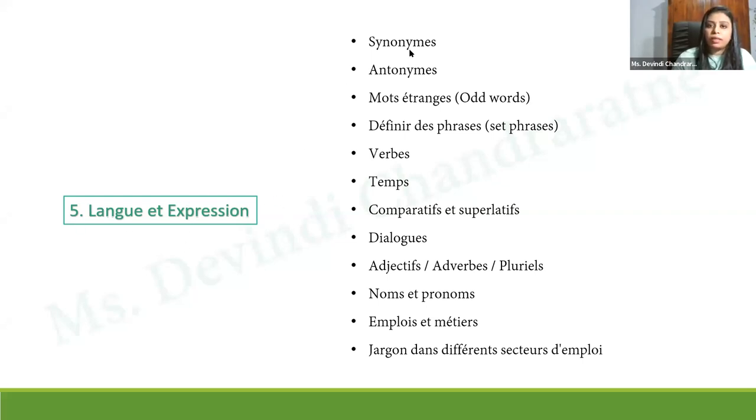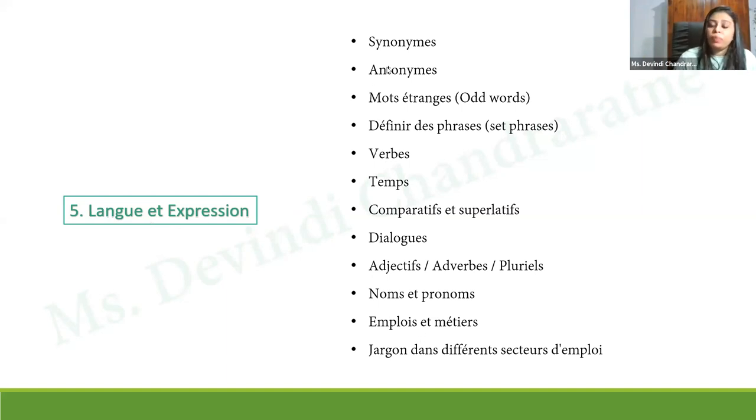Taking the language and expression part, these are the sections that will be tested: synonyms, antonyms, odd words (l'étranger), set phrases (définir une phrase), verbs, tenses, comparatives and superlatives, dialogues, adjectives, adverbs, plurals, nouns and pronouns, jobs and professions, and all like jargon in different sectors of employment. Like for an example, if it is about the medical field, you have a particular jargon. If it is about the education field or any other field, you will be having different sorts of jargons. So you will be having some language and expression based things like that.